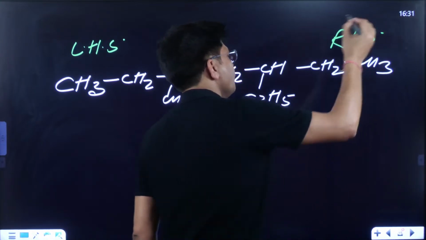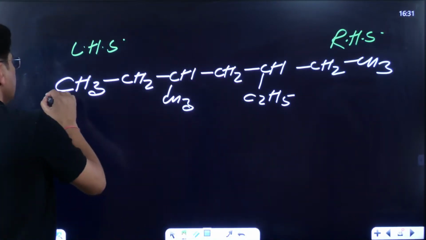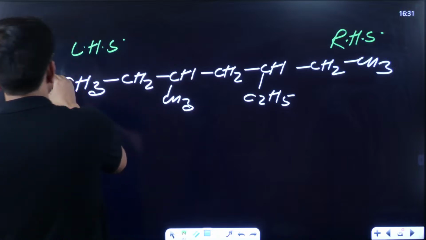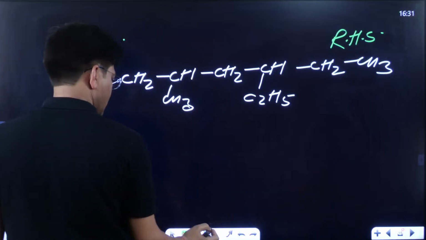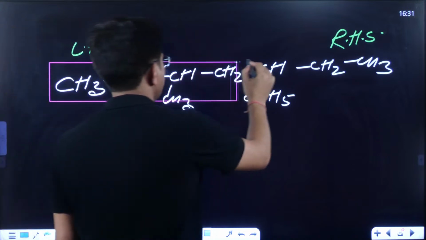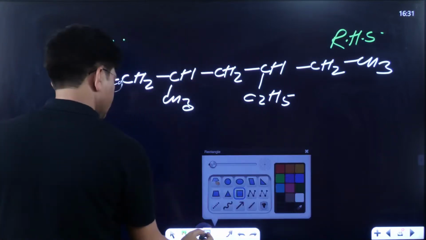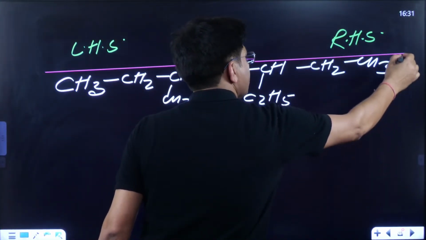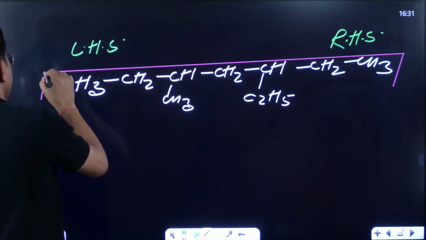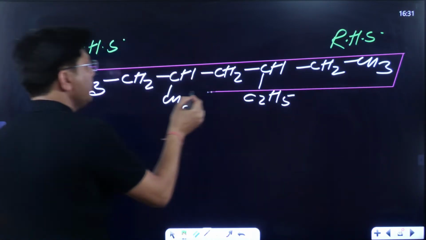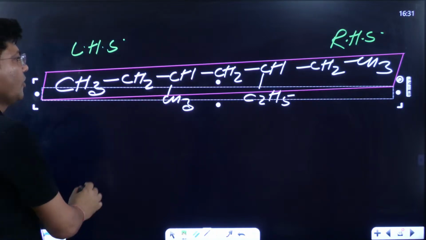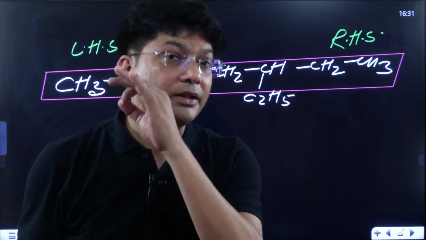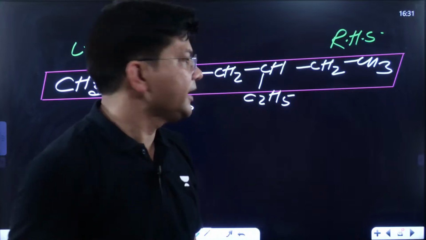Kids, do let me know which side numbering is correct, because this is going to be a parent chain. There is no problem in the parent chain. This is definitely going to be a parent chain. But let me know from which side you are going to do the numbering, left-hand side or right-hand side. Do let me know in the chat section, kids.